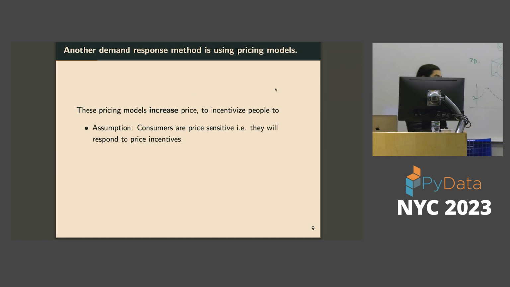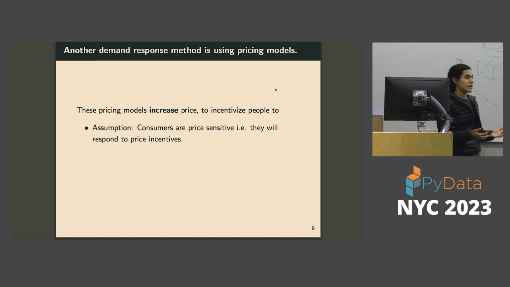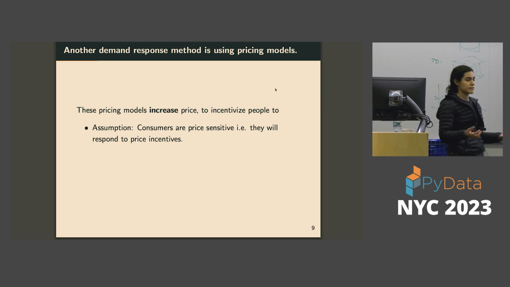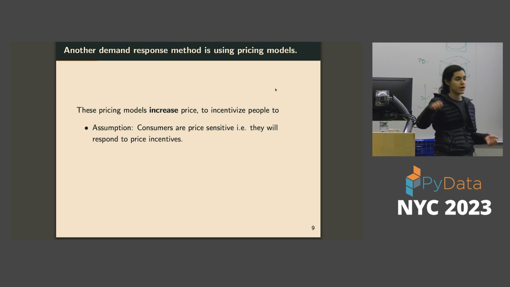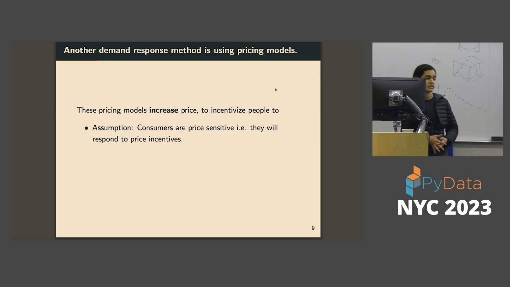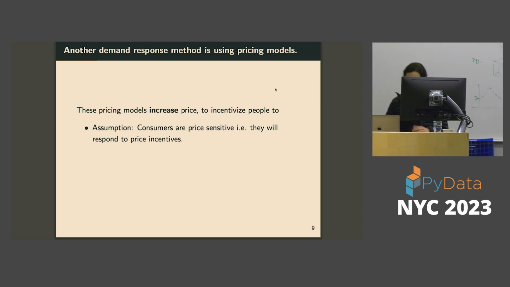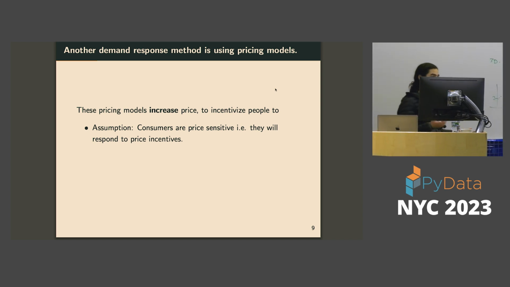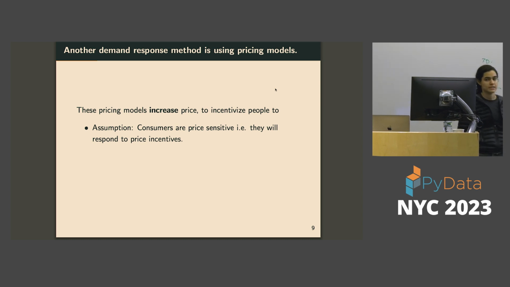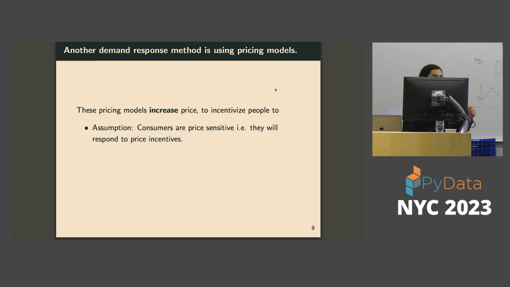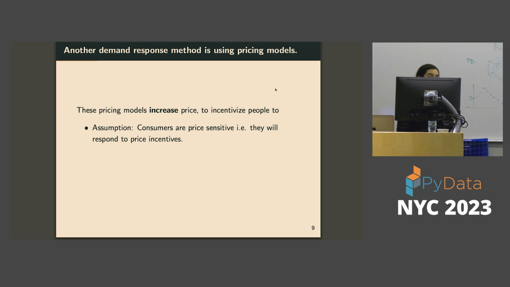Another way to do demand response is to use a pricing model. Let's say we have a lot of demand on the grid and we want to incentivize people to consume less, right? Turn down that electricity, maybe wash their clothes at a different time. These pricing models increase the price in those times of high demand, and they assume that people are price sensitive, and so they're going to respond to this price incentive, and as a result of that, lower their consumption.